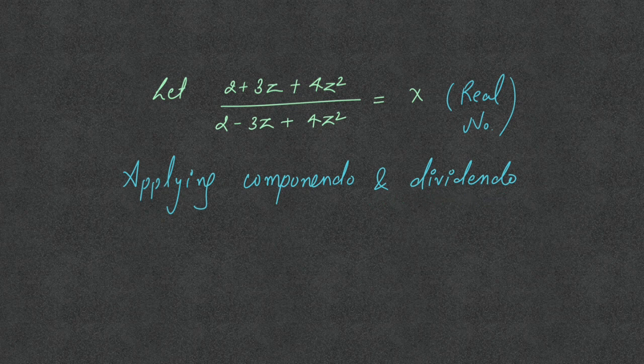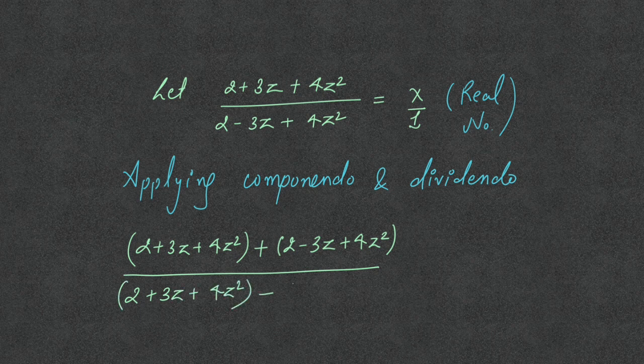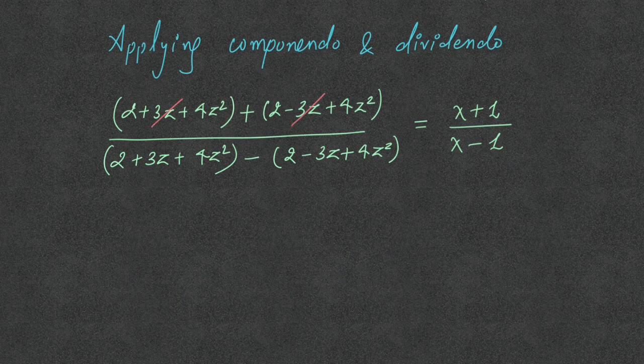Now applying componendo and dividendo here, since I can write this as x/1, if I apply componendo and dividendo, I get (2 + 3z + 4z² + 2 − 3z + 4z²) divided by (2 + 3z + 4z² − 2 + 3z − 4z²) is equal to (x + 1)/(x − 1). The 3z and −3z cancel. Similarly, the 2 and −2 cancel.